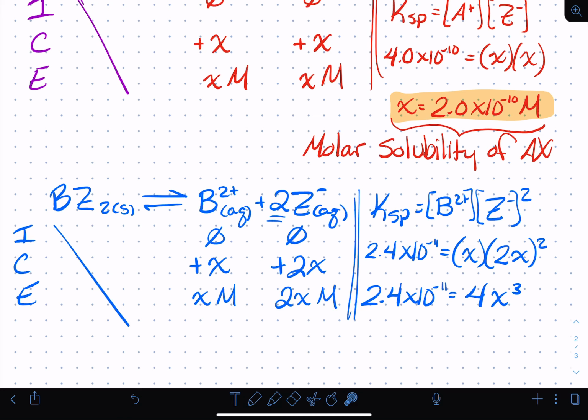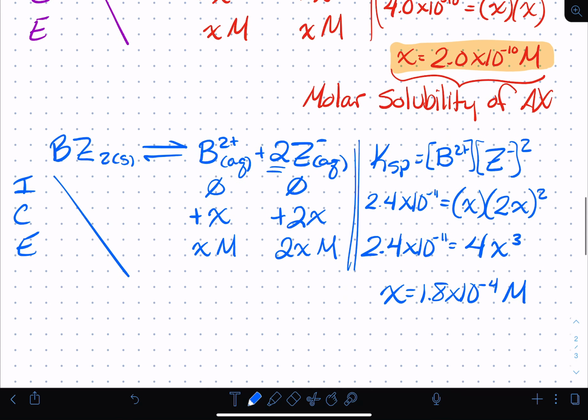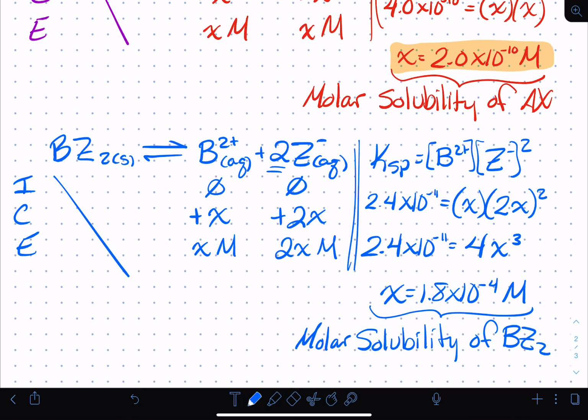So once we solve that for x, we find a value of 1.8 times 10 to the negative 4th molar concentration. So this is the concentration in a saturated solution, or the molar solubility of BZ2. I just realized that I wrote X up there when I meant Z.